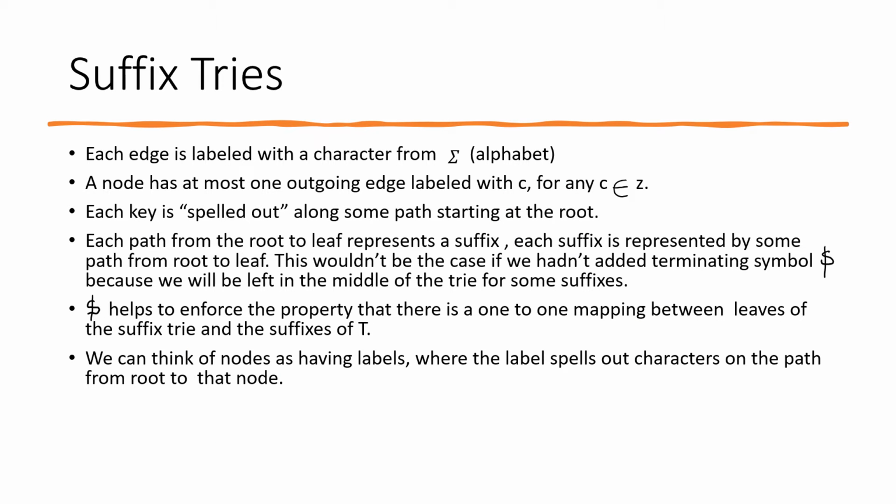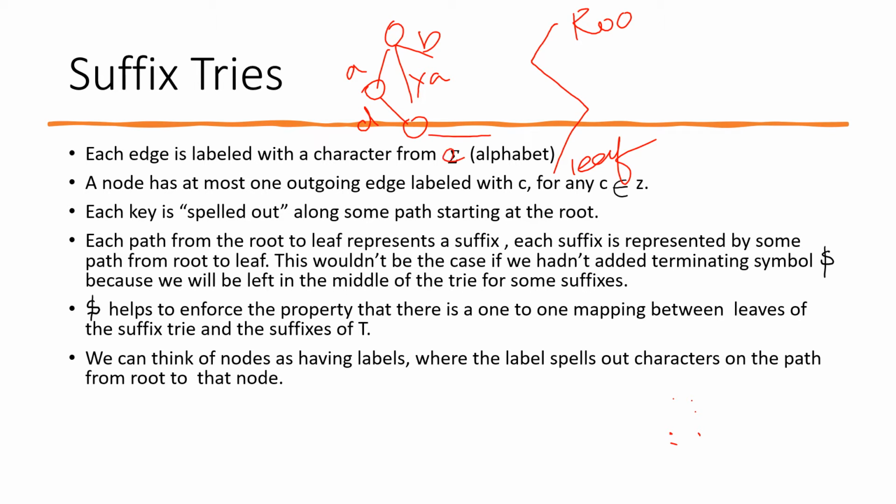These are some generic rules about suffix tries. Every edge should be labeled with an alphabet, and we can't repeat the alphabets for other edges. If this is labeled as A, this can't be labeled as A. The key is spelled out from the path starting from the root to a leaf node, so we can get the text we are given. We can read out A, D, E; this is the suffix ade.